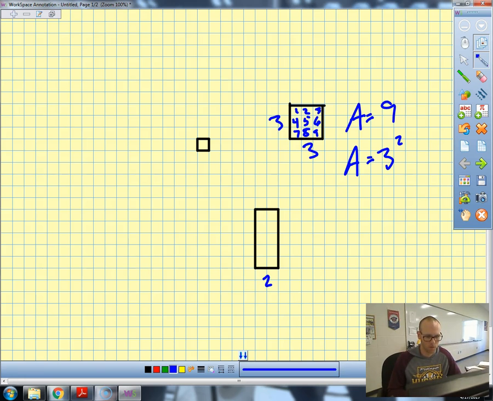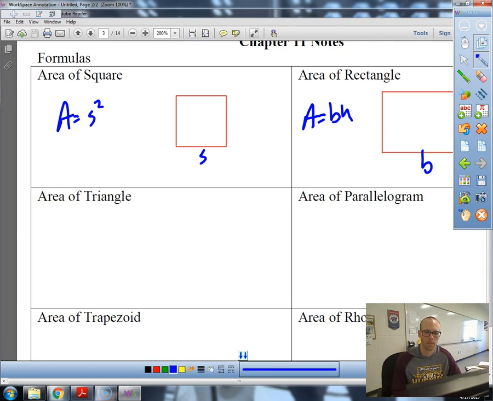This is 2. That's 5. We can see that the area here is 10 square units. Now, when I think about this, just remember that multiplication is just a faster way of adding things, of repeated addition. So we can simply take 2 times 5. That's how we can count those squares. Base times height.